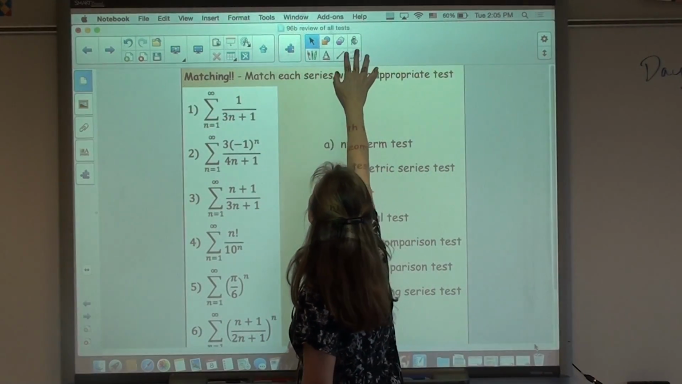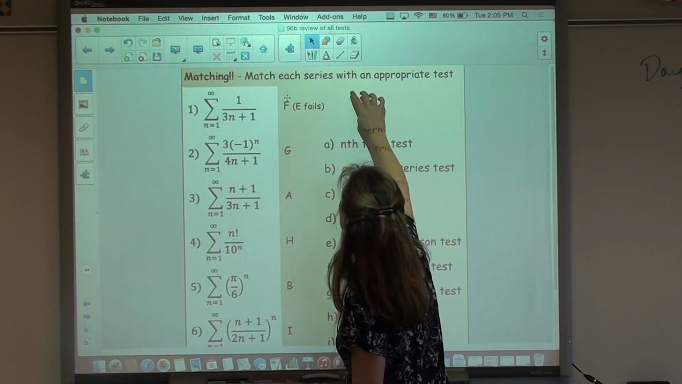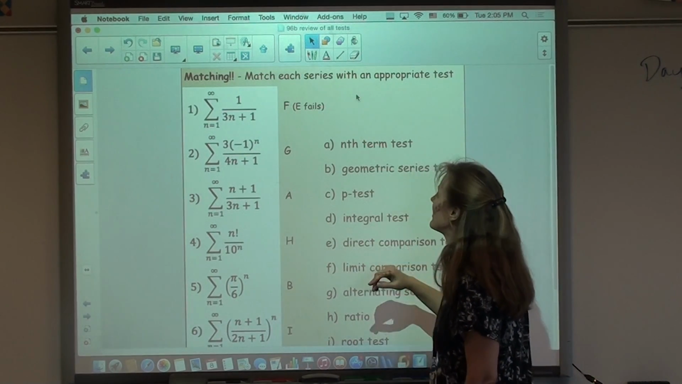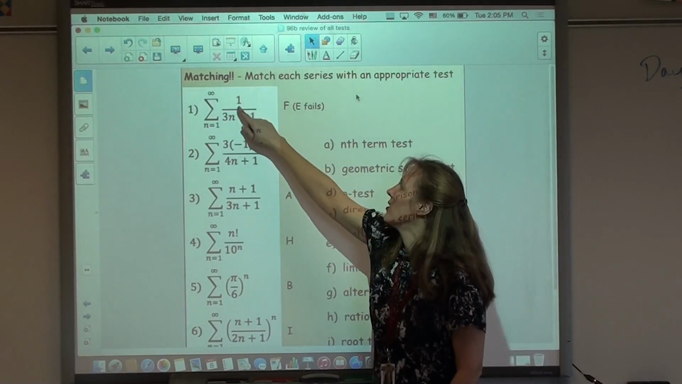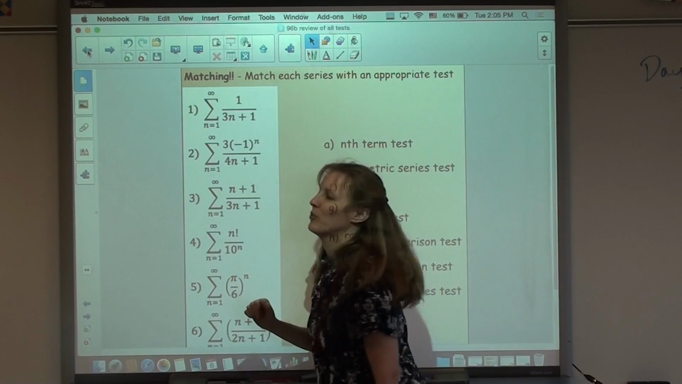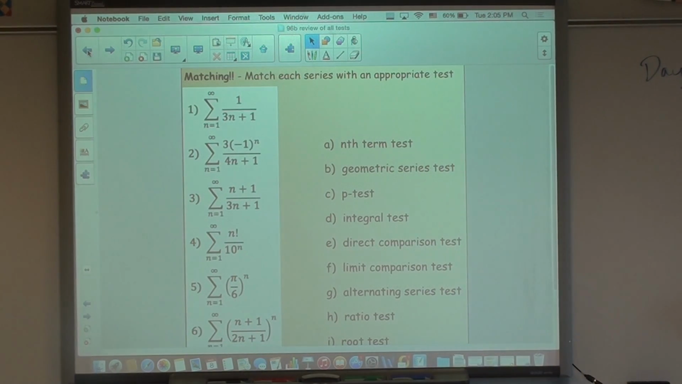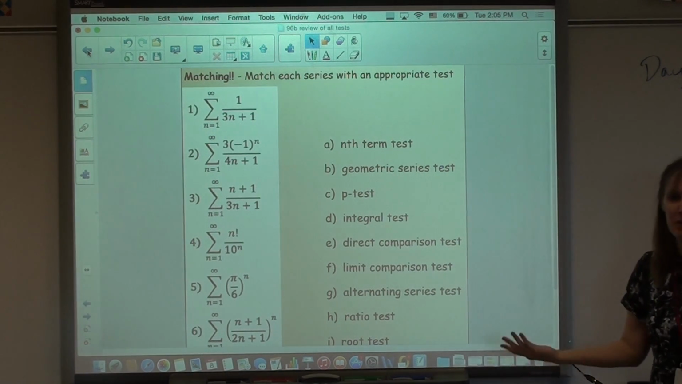One of the things, there's a couple of these that have a couple of tests, so once I show you the answers, there's going to be some other stuff to talk about. So number 1, oh, wait, what did you guys get for number 1? Direct comparison is a great test to start with, but the direct comparison test actually ends up failing for this, and you end up having to use the limit comparison.